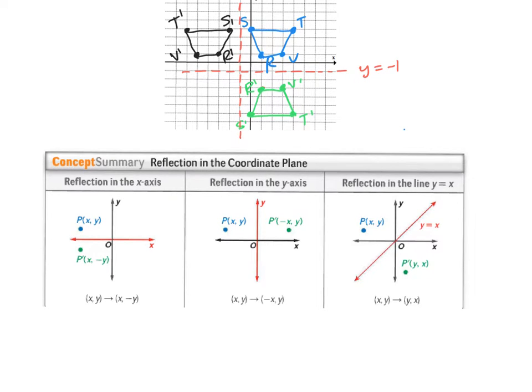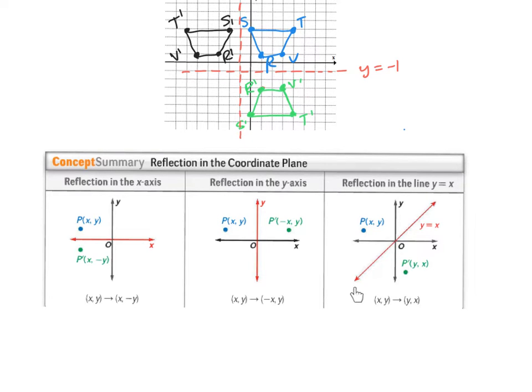When we reflect in the y-axis, if we have a pre-image point x, y, then the image point P prime is going to have the same y value, but opposite x value. So in other words, if x, y are the coordinates of the pre-image point, then opposite x, y are going to be the coordinates of the image point. Okay, and then when we reflect in the line y equals x, if x, y are the coordinates of the pre-image point, we're just going to take x, y, and switch them, okay? And so the coordinates of P prime will be y, x.